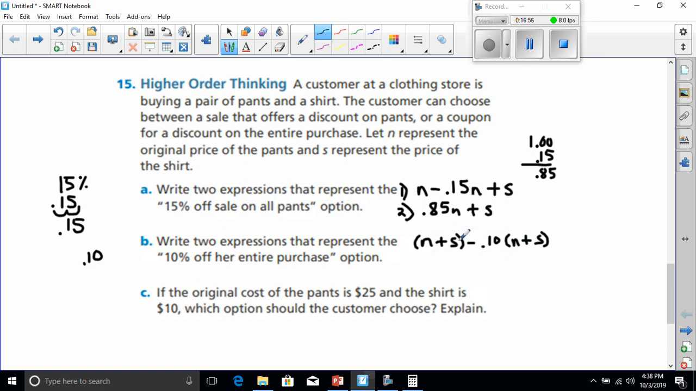Another way to do this is to realize that I have one whole amount here, and I'm going to subtract 10% from it, which is 0.10. And that's going to give me 0.90. So I could also say, this is one expression. The second one would be to write that I have 0.9 times N plus S.